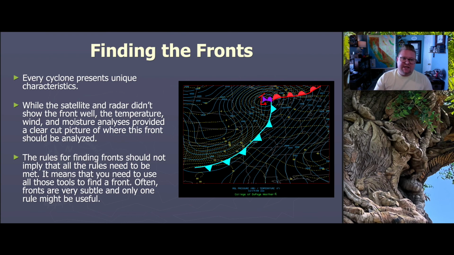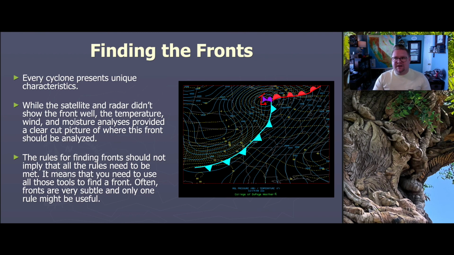So it says every cyclone presents unique characteristics. While the satellite and radar may not have shown the front very well, the temperature, wind, and moisture analysis definitely provided a clear-cut picture of where this front should be analyzed or observed. The rules for finding fronts should not imply that all these rules need to be met. It means that you need to use them as tools to locate a front.